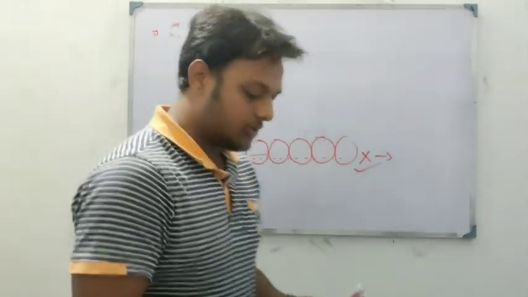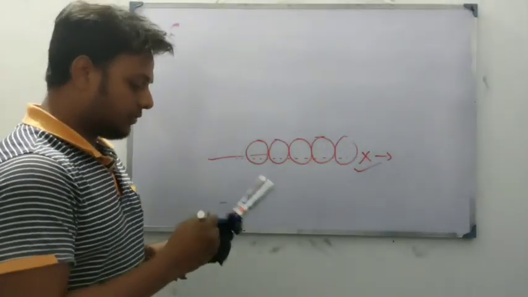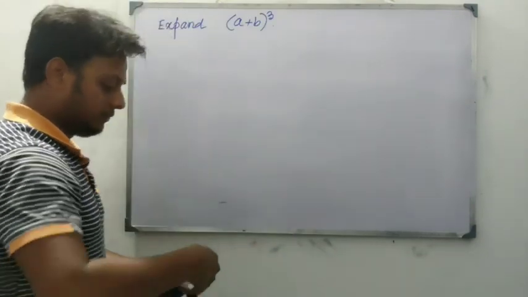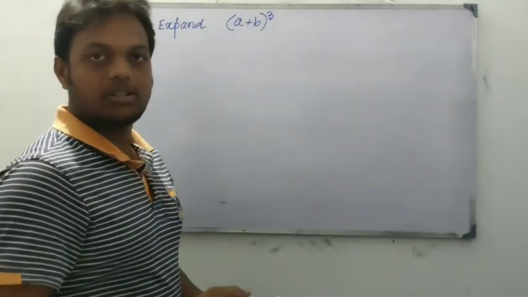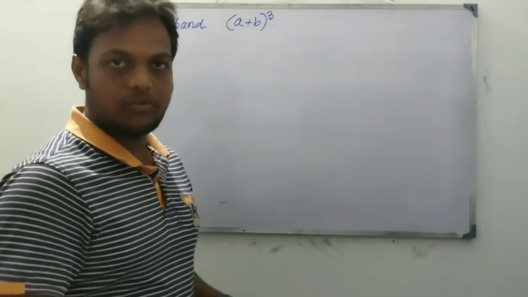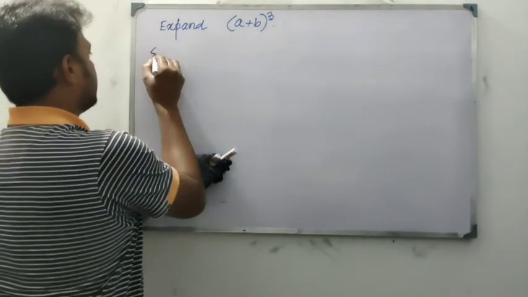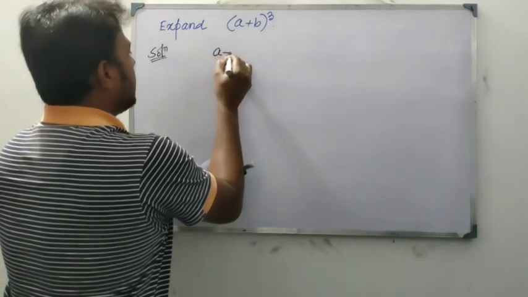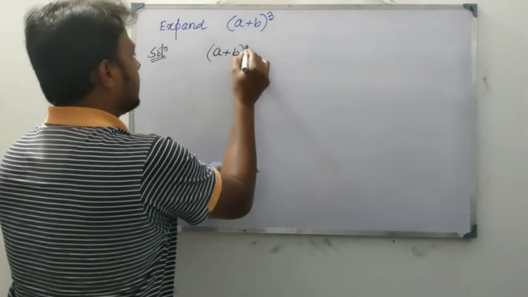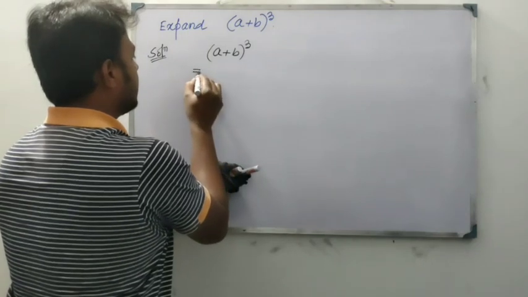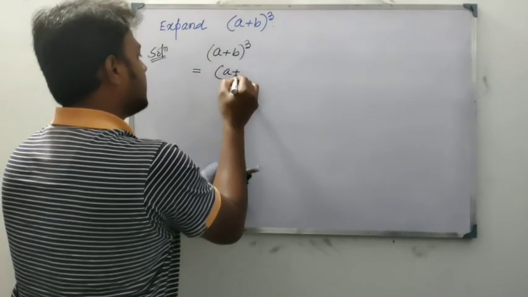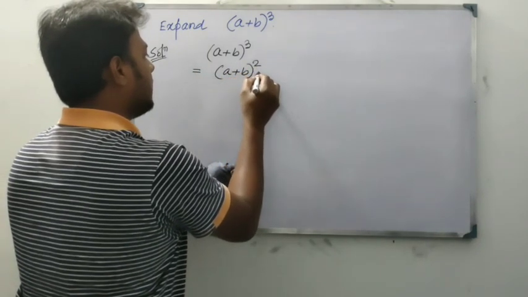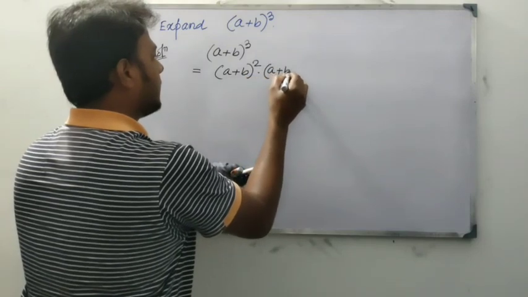Clear? So first write down a question: expand this. Okay, so we'll simplify it. What is the value of it? We are going to find that out. Solution: (a + b) whole cube. This can be written as (a + b) whole square into (a + b).